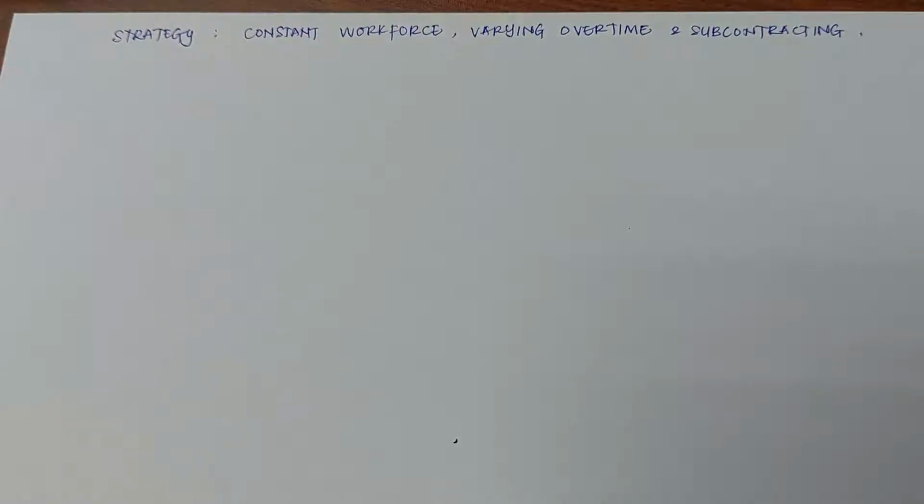Okay, we proceed to preparing a full set of aggregate plan. So I'm going to use example 10.4 from your textbook. So please refer to that example 10.4. The first sentence given to you, the sentence in bold, is constant workforce strategy by varying overtime and subcontracting. That is the name of the strategy that we are going to use.